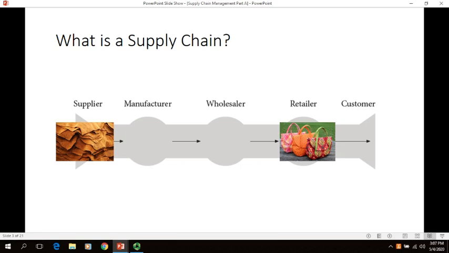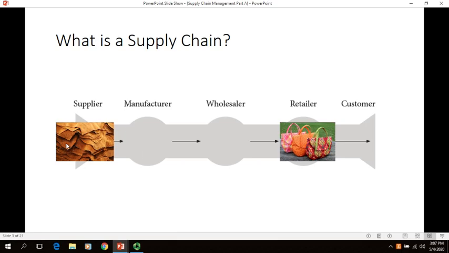Now let's look at the manufacturer in South America. To produce handbags, he needs lots of materials. He needs leather, he needs buttons, he needs zippers. So he gets all of them from suppliers. So this is a supply chain of a handbag. There are suppliers, a manufacturer, a wholesaler, a retailer, and a customer.